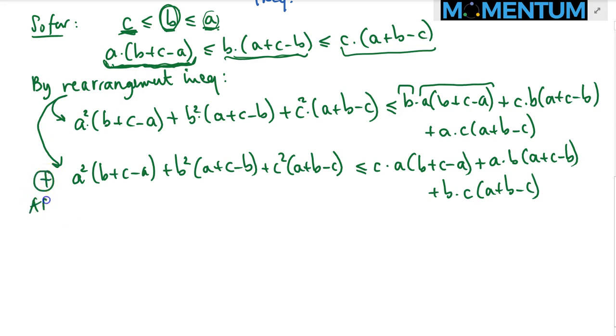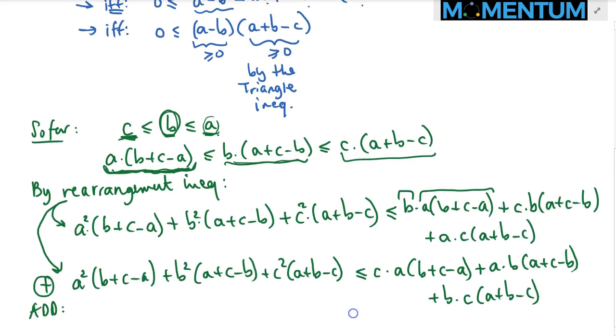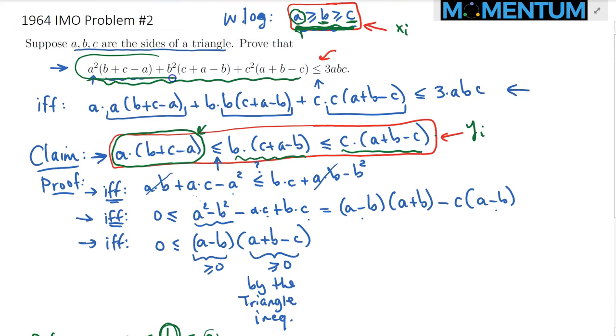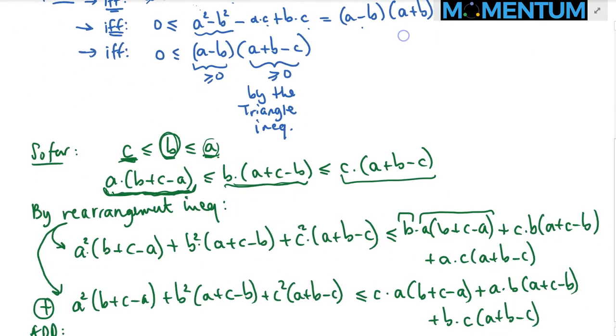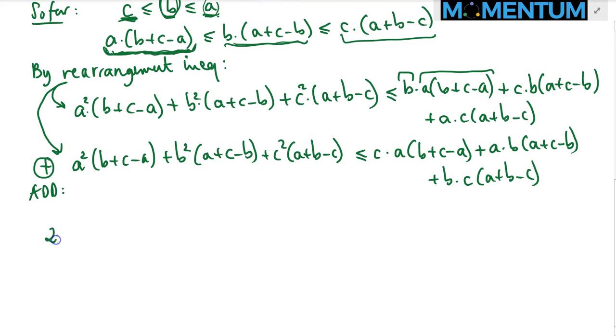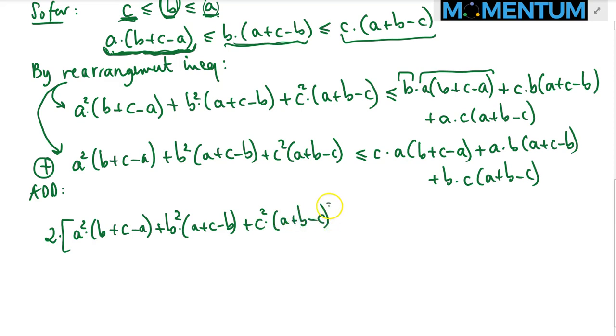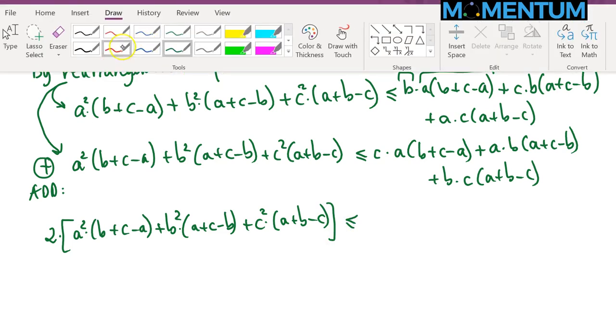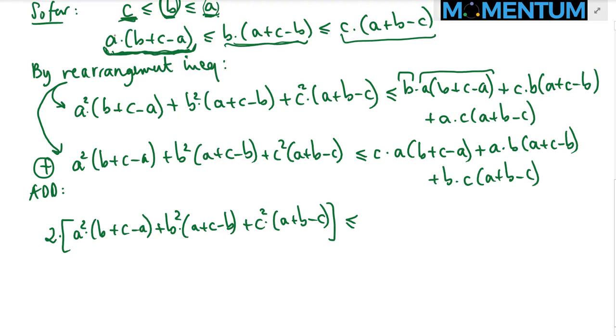So we just add them. The left-hand side will obviously be twice the left-hand side of the desired result. So 2 times, let's write that down, A squared times B plus C minus A, plus the rest. As you can imagine, algebra problems are always bashy. What can you do? So the right hand side is important. Let's get a different marker, and hopefully things should cancel here. Oh gosh, this is really bad.